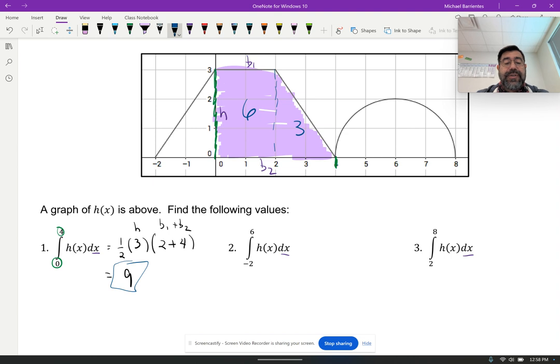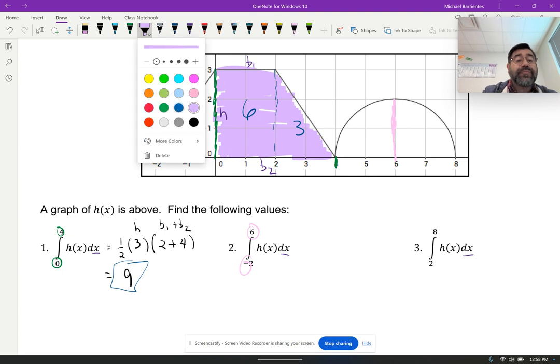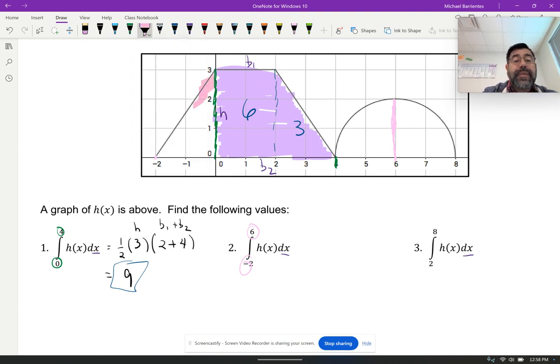When I look at number two, it starts at a different spot. It starts at -2. So now I'm starting over here, and I'm going all the way to 6. Oh, I'm stopping over here. Well, the good part is this middle part we already know is 9. So all we need to do is figure out this triangle area, and then this quarter circle area. Because we were given a half circle, but this is half of that, so this is a quarter circle. So let's start with what we know. We know this middle part is 9.